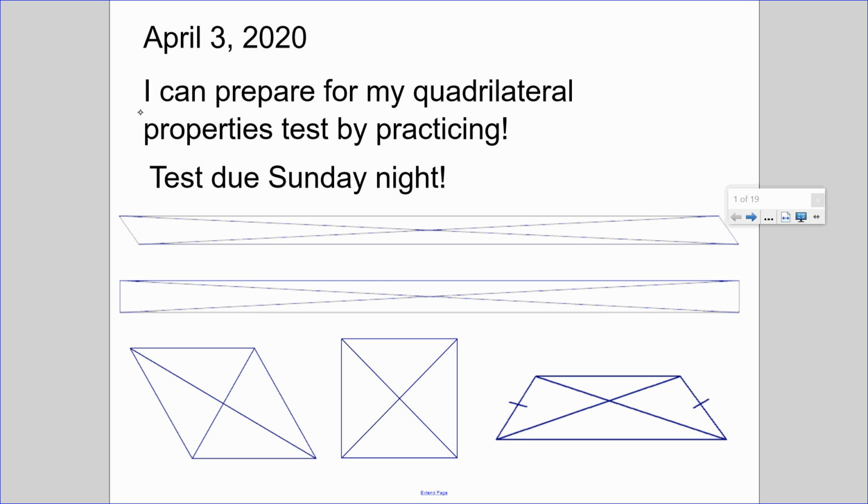So on this first page here, we have all of our different types of quadrilaterals that we need to know about. We have our parallelogram, our rectangle, our rhombus, our square, our isosceles trapezoid. We're going to be referring back to these as we go through.